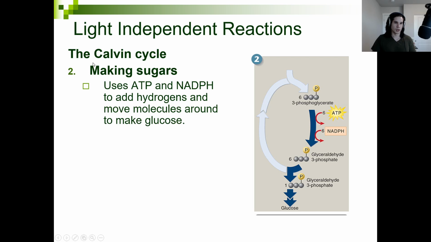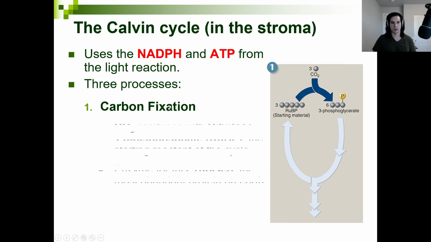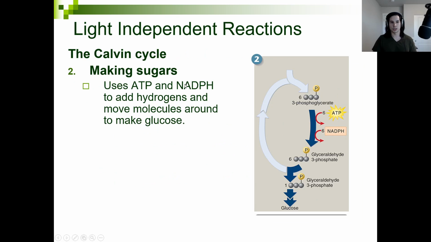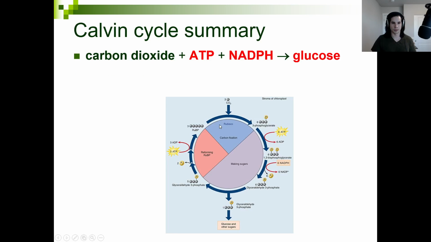Okay, so Calvin cycle. After we've done the carbon fixation, next we have making sugars. So using ATP and NADPH to add hydrogens and move molecules around to make glucose. So now we're making sugars. And then the third step, or the third process, is reforming that starting product. This is also going to use ATP.